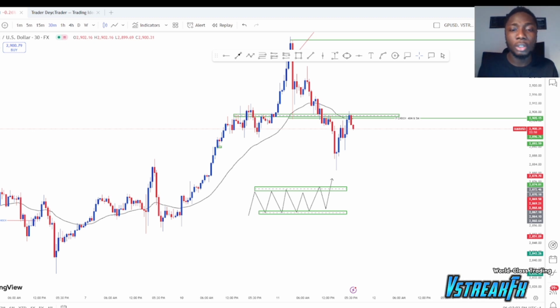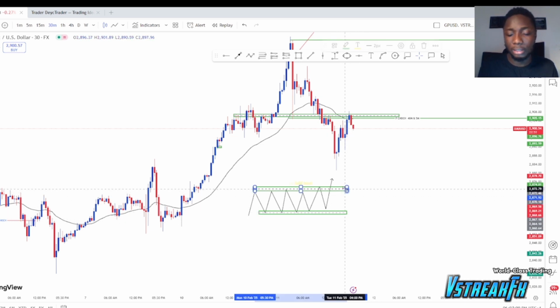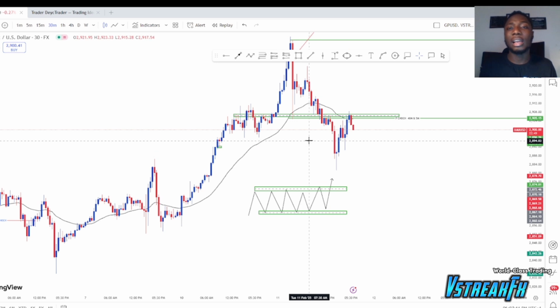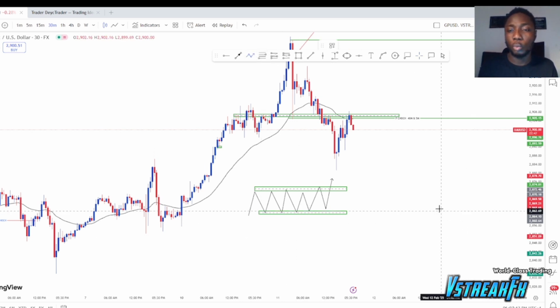But some people love so much to trade from here, to buy from a level of support and sell from a level of resistance, and the price stays in that range. But I personally love to trade within the trend.